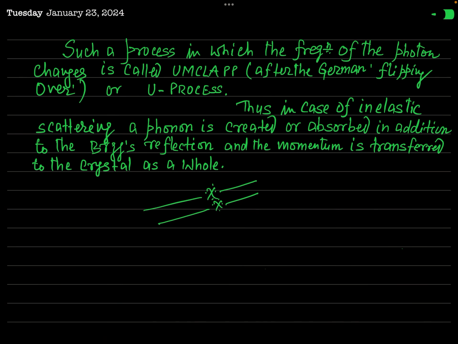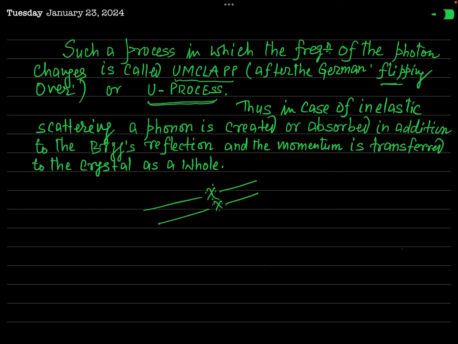Actually, this process is called Umklapp. Mark this. This is called Umklapp. This is actually a German word, and it means flipping over. Flipping over means there will be a change in the frequency. Omega ph is changed to omega dashed ph. Okay, so this process in which frequency of the photon changes is called Umklapp, which means flipping over, or you also call it U process. As a normal process is called N process, this Umklapp is called U process.